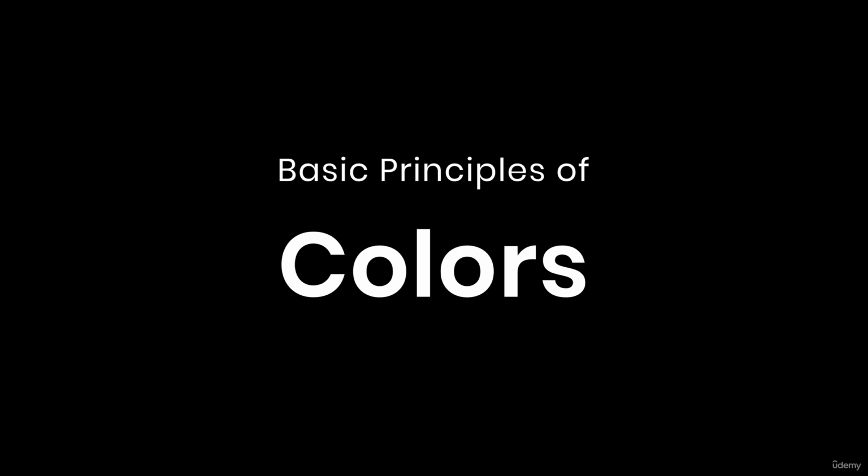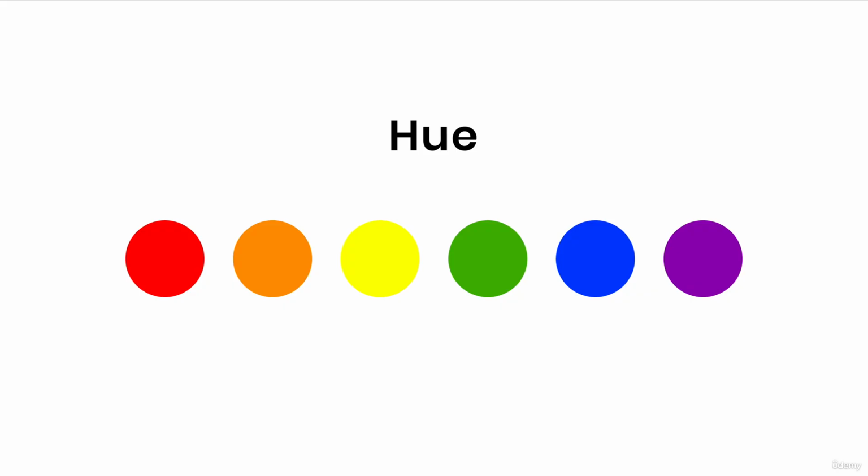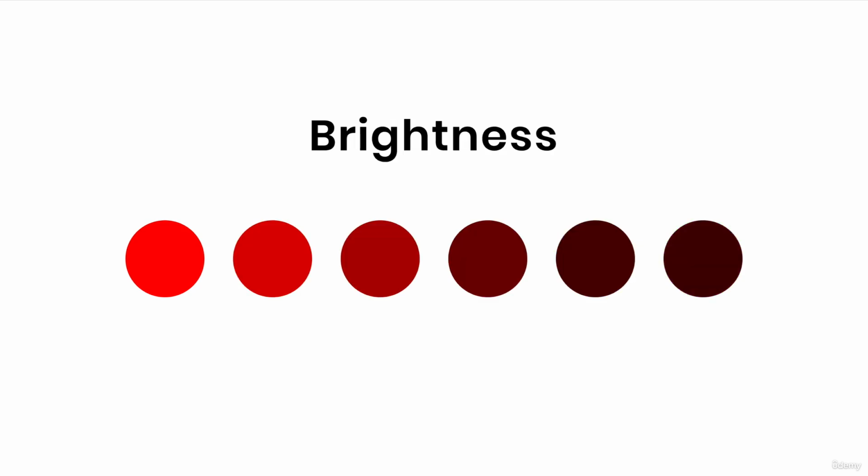Let's talk about the basic principle of colors. There are three key components of color: hue, brightness, and saturation. Hue means the color spectrum. They are essentially different colors, such as red, yellow, blue, green, etc. Brightness varies within the same color, with a different amount of black in that color. So the less black the color contains, the brighter it is.